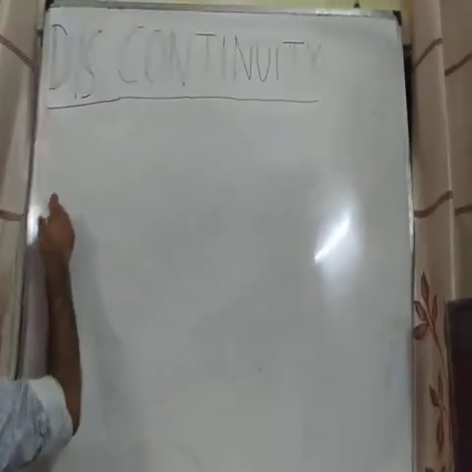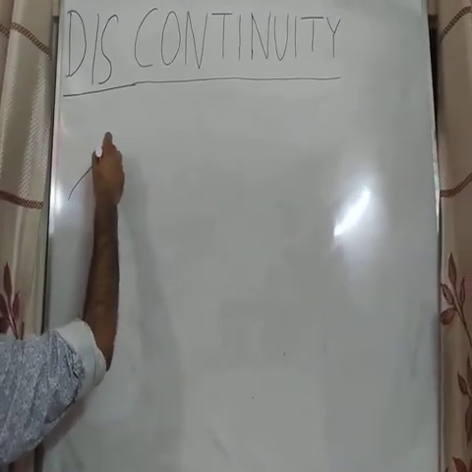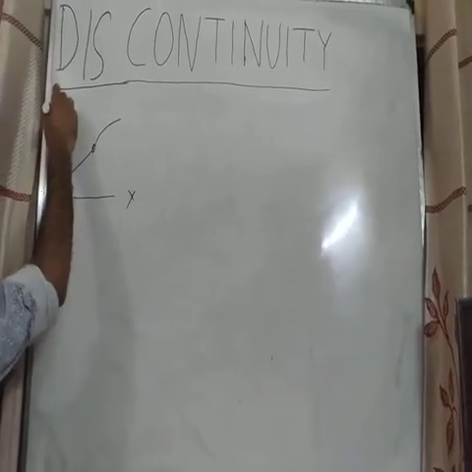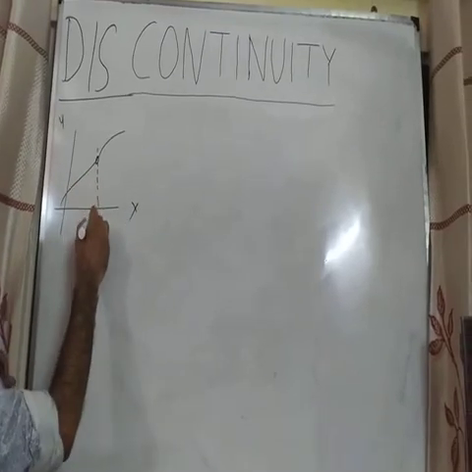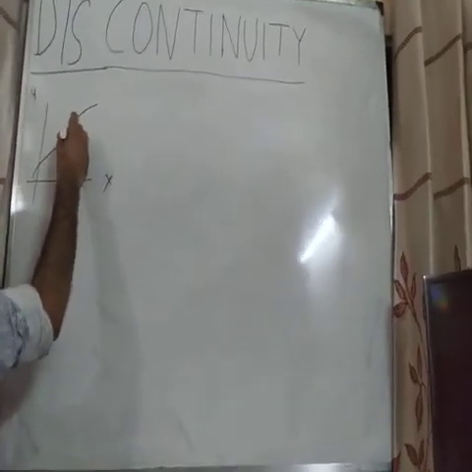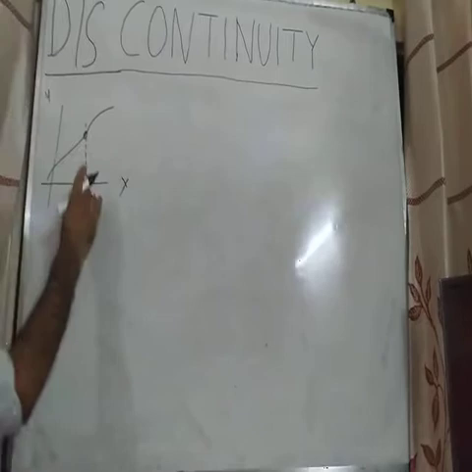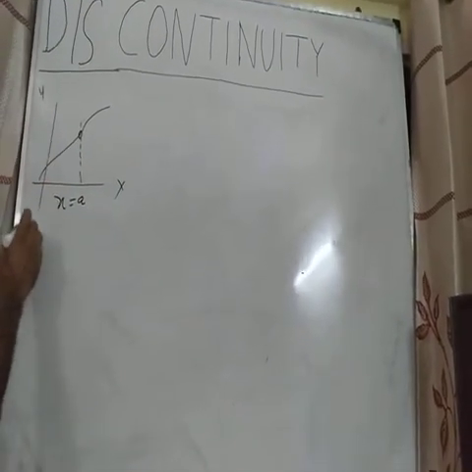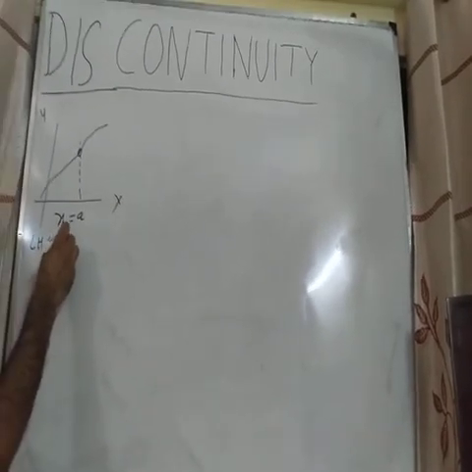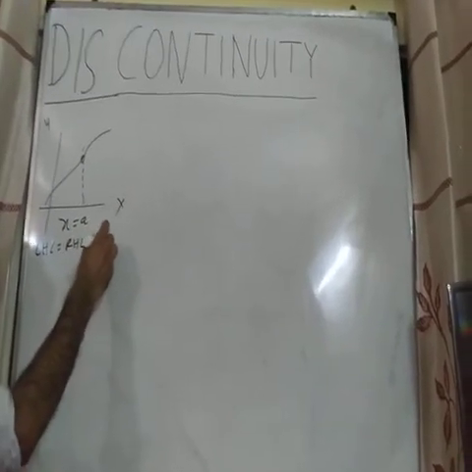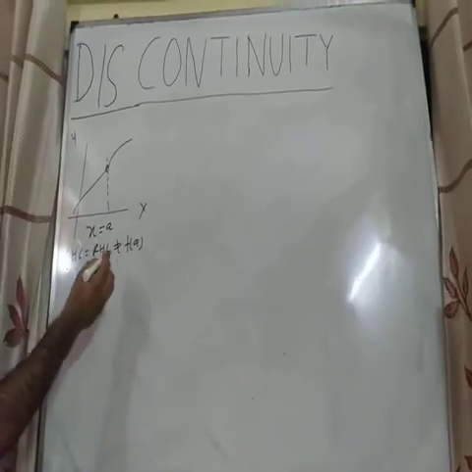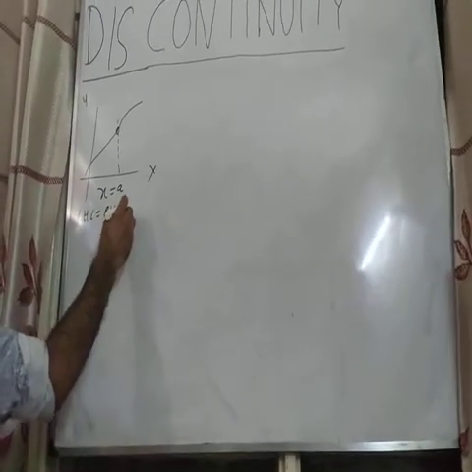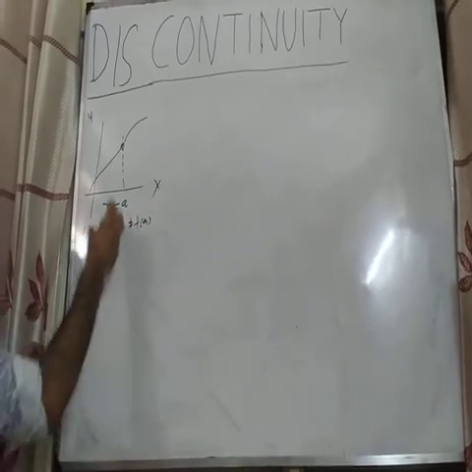Say a function is like this. This is the x axis, this is the y axis. So this is x is equal to 1. In this case, say for x is equal to a, you can see that the left hand limit is equal to the right hand limit, but it is not equal to the value of the function at a, because the value of the function at a is not defined. So this point is missing.